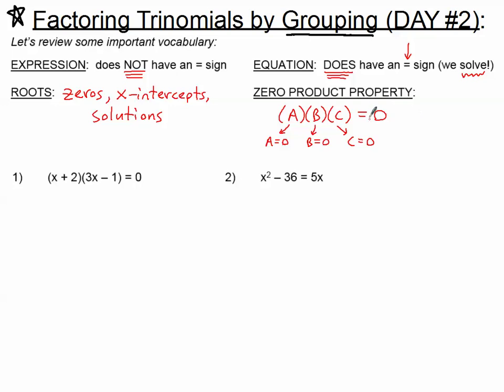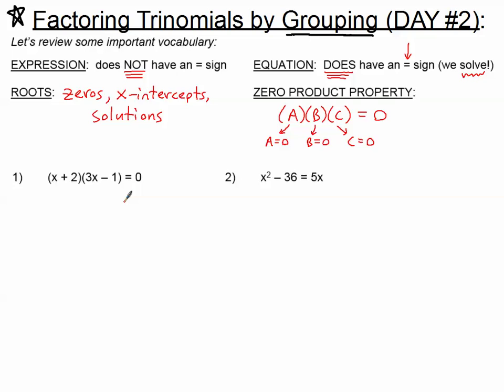So we need our equations to be equal to 0, and then we need to factor the left side, and then set each factor equal to 0 to find our answers. So that's it. Let's look at example 1. Example 1 is the easiest type of equation that I can give you to solve. It's already set equal to 0, and I've already factored the left side for you.